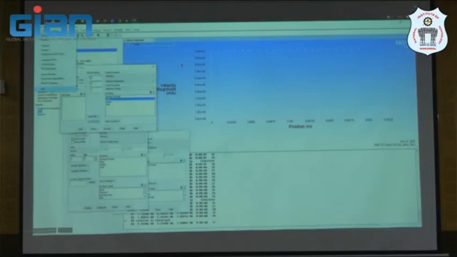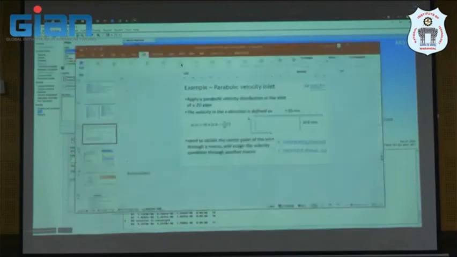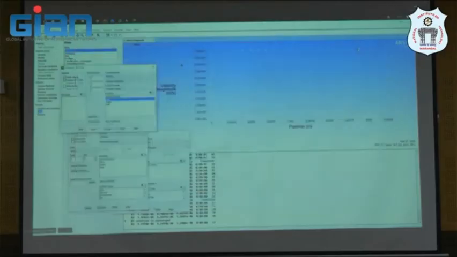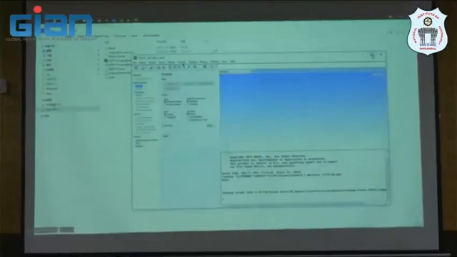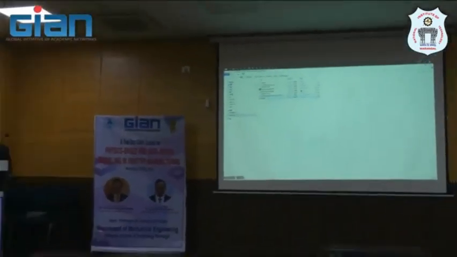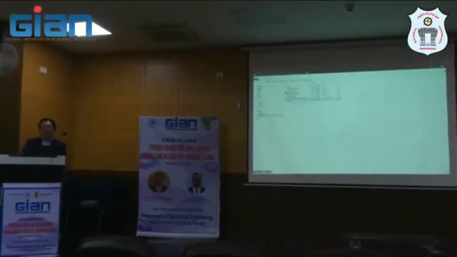Also I will show how to use the UDF to change the inlet velocity with this function, and there's another case which I explained. So this is just the basic setup. Shall we move to the first cases, and then we leave the last two for the next session?